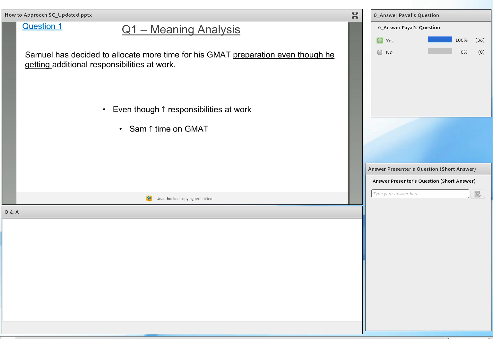Samuel has decided to allocate more time for his GMAT prep, even though he getting additional responsibilities at work. So the sentence presents a contrast. How do I know that? Because of this contrast word, even though. Even though the responsibilities at work have increased for Sam, he has still decided to spend more time on GMAT. So the sentence is absolutely clear.